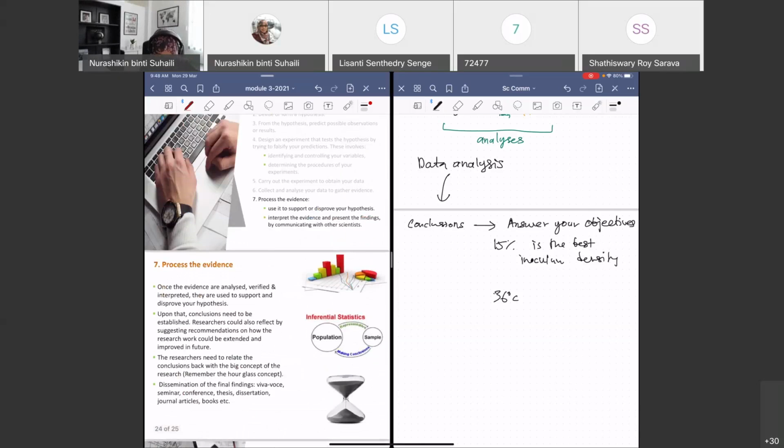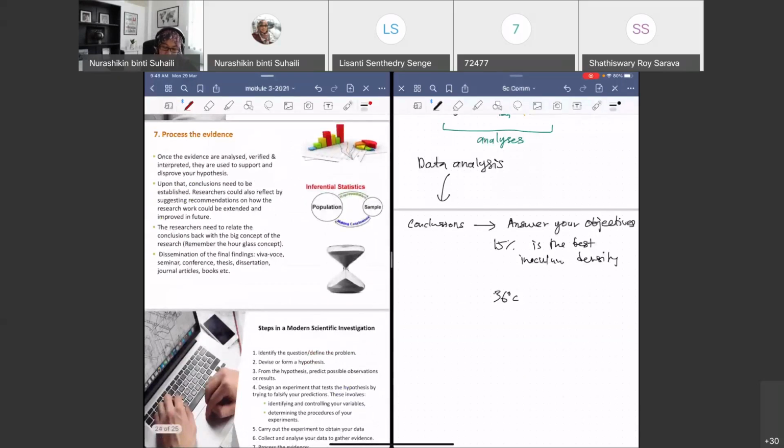I think that's it. So process the evidence means that you analyze your data, develop your conclusions, and relate that with the objectives. And it's not just that. Once you have it, you also have to disseminate. I forgot the last point.